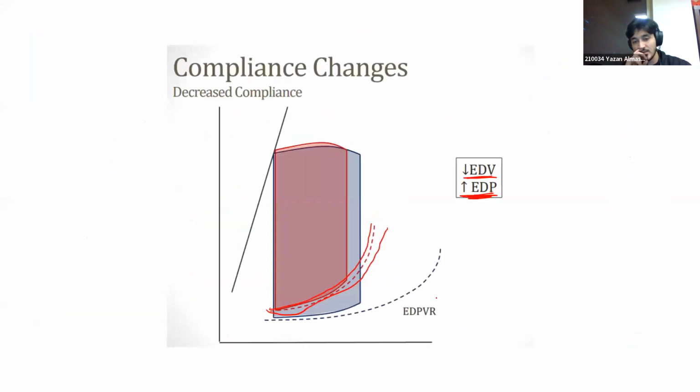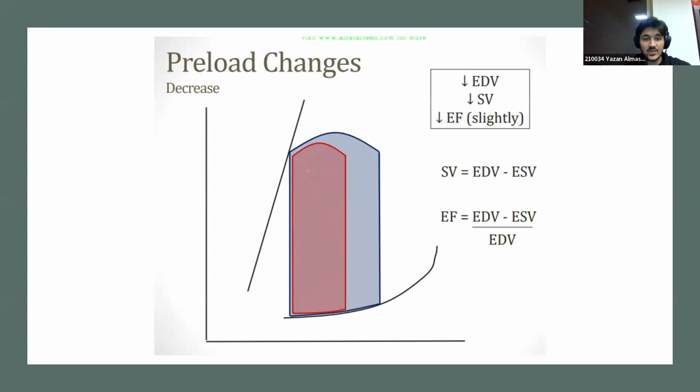Let's say we already explained the compliance, so I'm not going to go over it again. Let's say we have decreased preload. Again, we said preload is this point, or end diastolic volume. So if we have a decreased preload, we're going to have a decrease in diastolic volume, and that's what it says here. If we substitute it in the stroke volume equation, we're going to have a decrease in stroke volume, and also a slightly reduced ejection fraction.